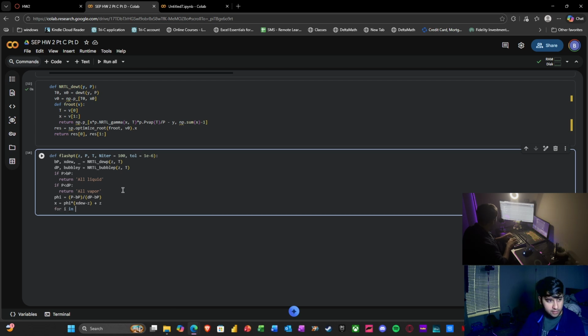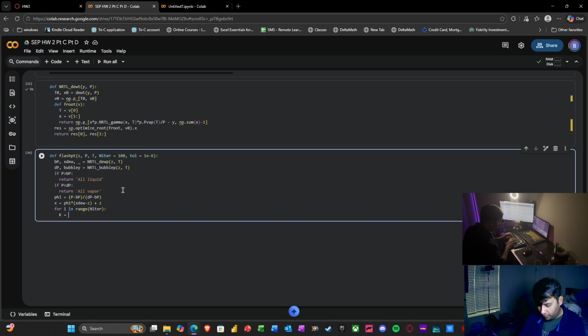Then for i in range of niter, we're going to define our k value, which is what we have used before, which is p.nrtl_gamma in terms of x and T, times our x, times p.pvap of T, divided by P.